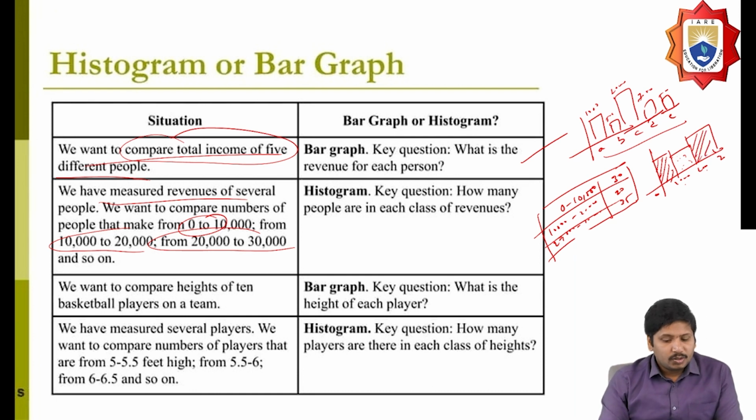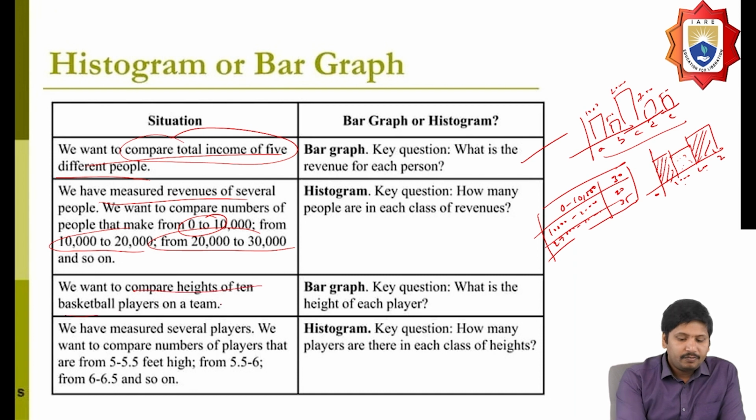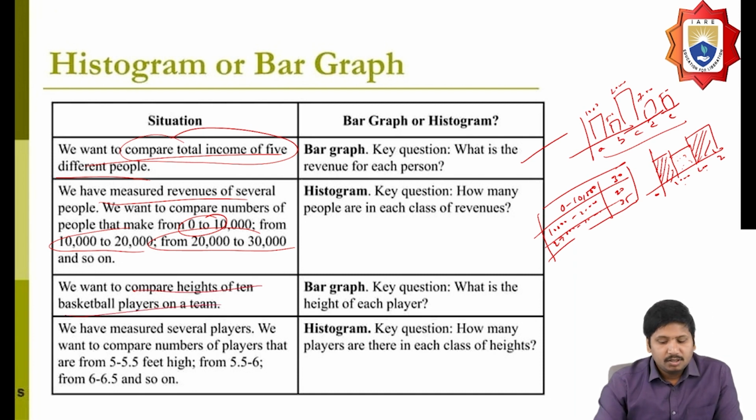The next situation is that we want to compare the heights of 10 basketball players. The key question is what the height of each player is. So just now what I said is that I have to construct it for several different players, with heights of 5, and the range is 6 inch, 4 inch, 3 inch. So I have to construct the bar graph.